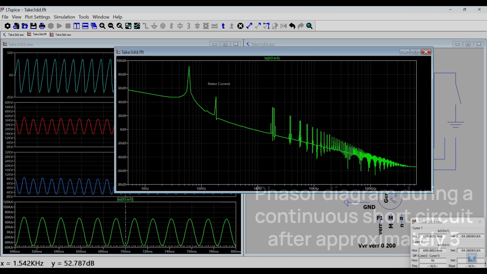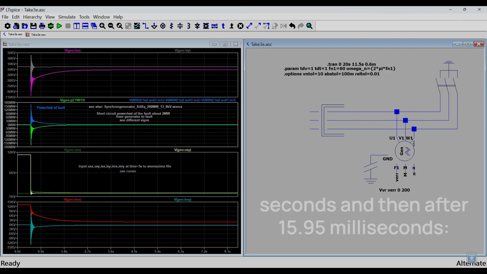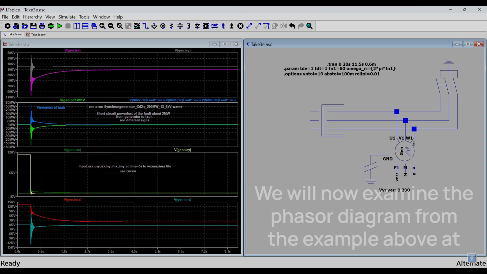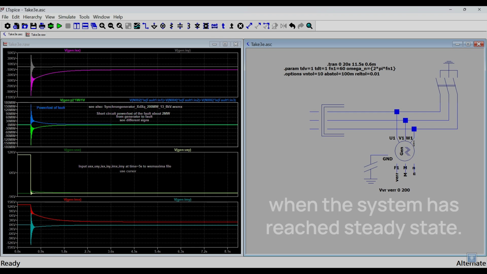Phasor diagram during a continuous short circuit after approximately 5 seconds and then after 15.95 milliseconds. We will now examine the phasor diagram from the example above at a constant speed at the 5-second mark, i.e. when the system has reached steady state.